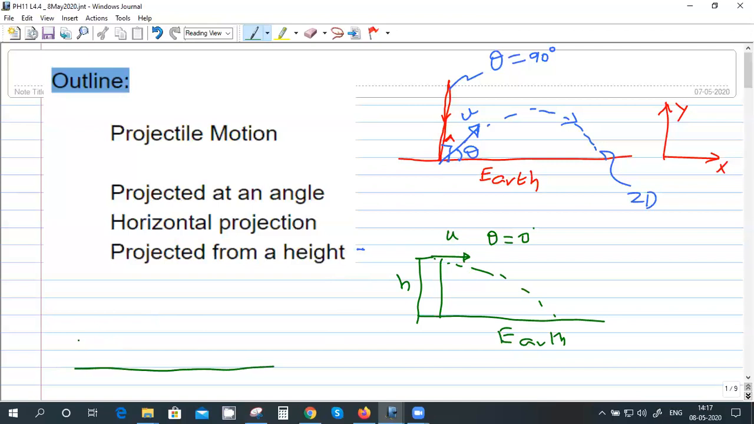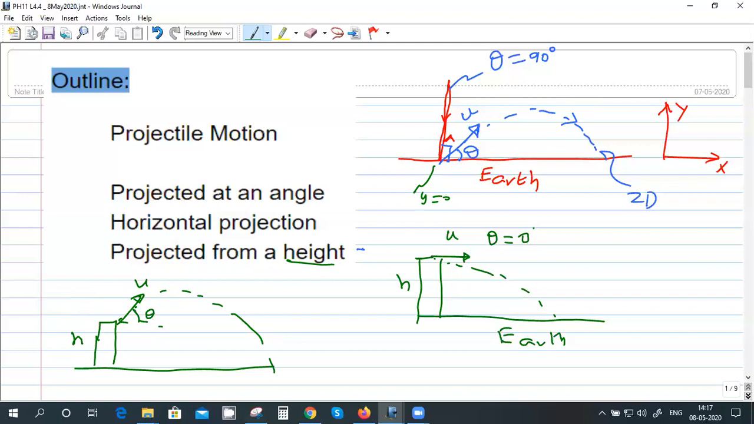And the third case is projected from a height. Instead of having theta equal to 0, here there is some value of theta. The difference between this and the first one is that here the initial y is at some h. Here initial y is 0, but there the initial y is some value h. So that is the difference between projected from a height and projected from ground.